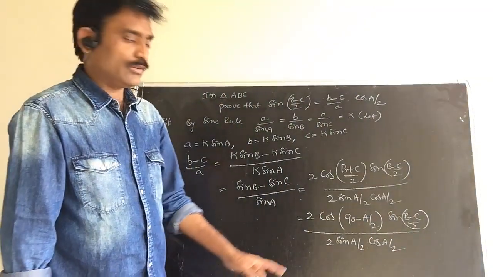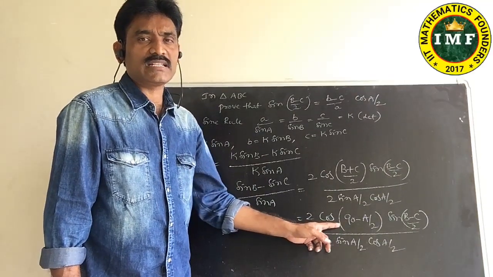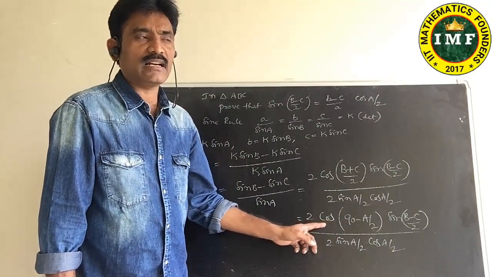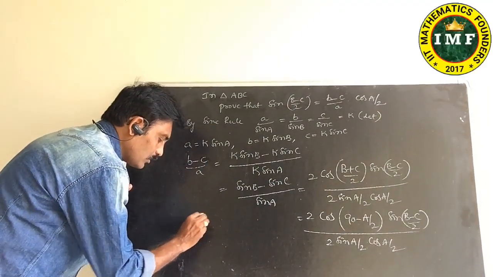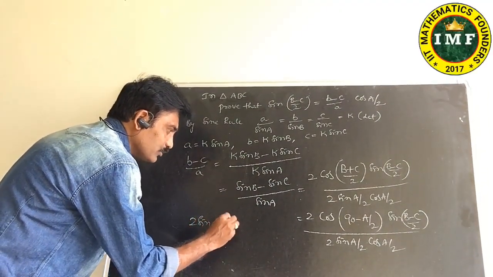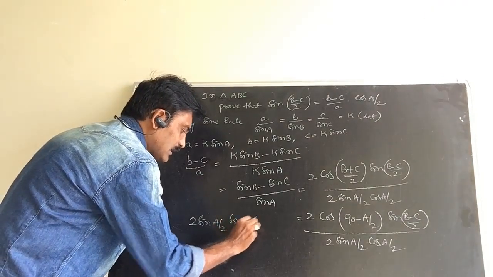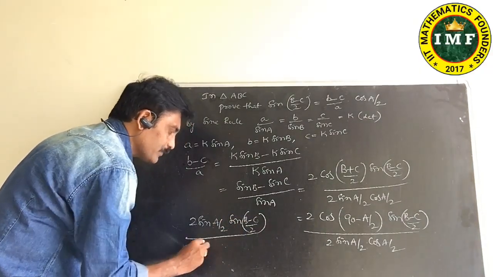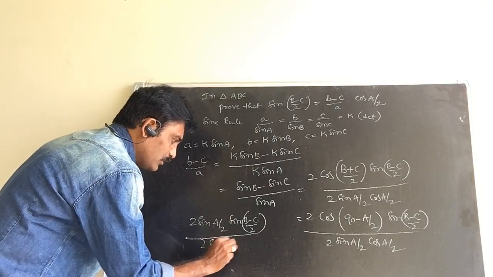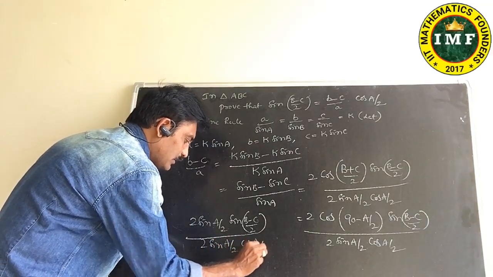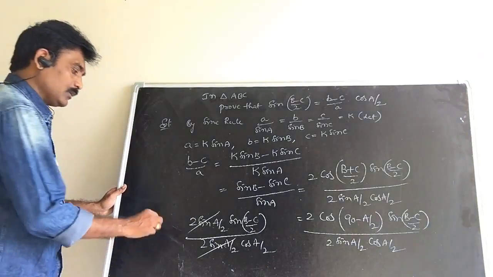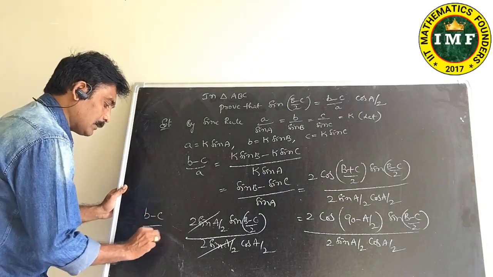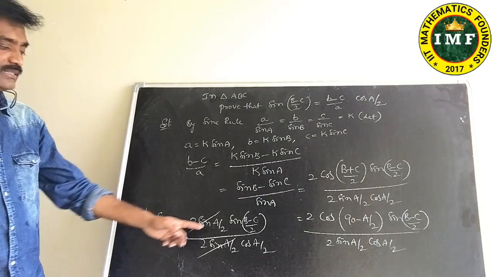See, as we know, at 90, cos changes to sin. So we can write this one as 2 sin a by 2 sin (b minus c) by 2 divided by 2 sin a by 2 cos a by 2. So 2 sin a by 2 and 2 sin a by 2 cancel. So overall we can get (b minus c) by a value is this one.